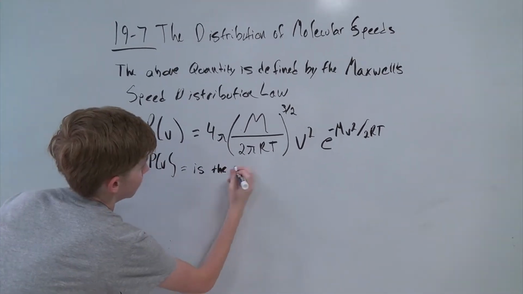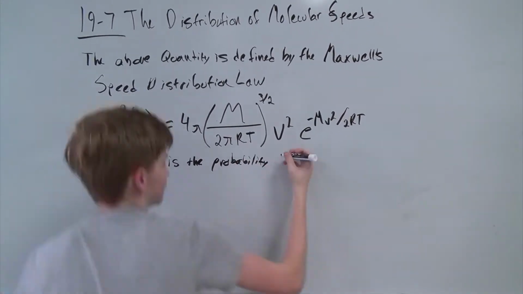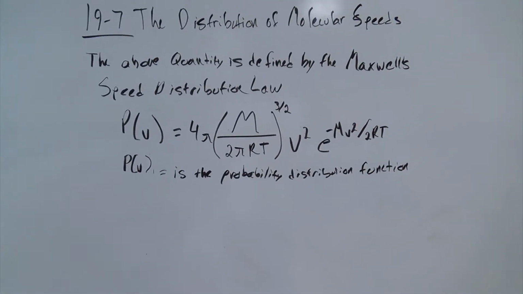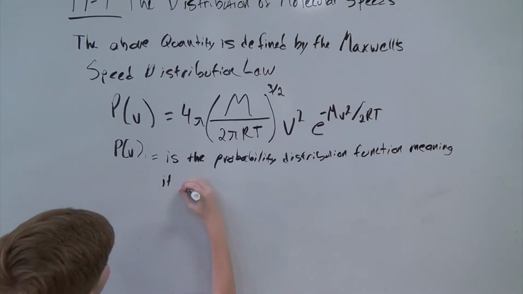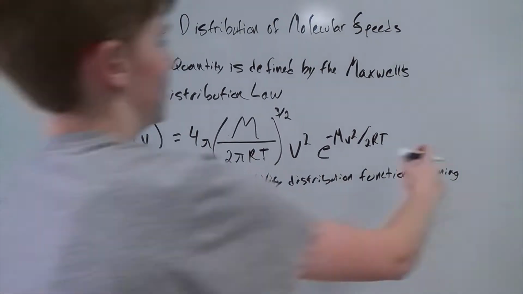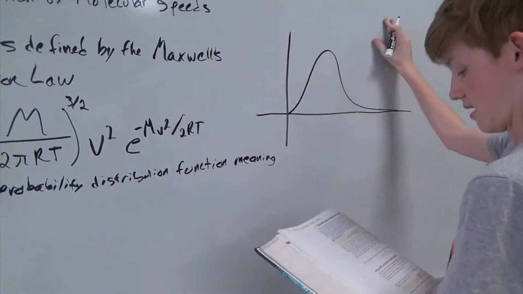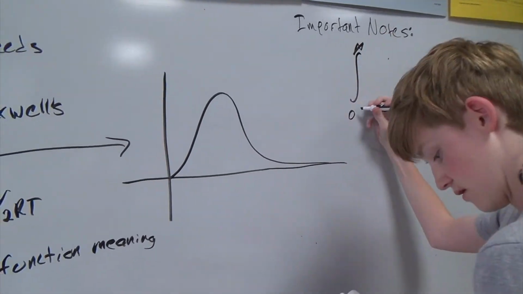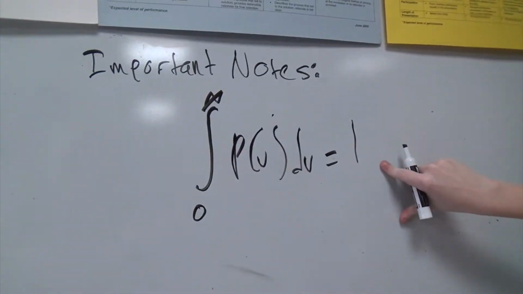Maxwell's speed distribution law is basically a probability function, and what that means is, let's first graph it. When we graph it, it comes out to a curve such as this. An important note: because it's a probability distribution, the area under this curve is equal to 1, because you can't have a probability greater than 1.